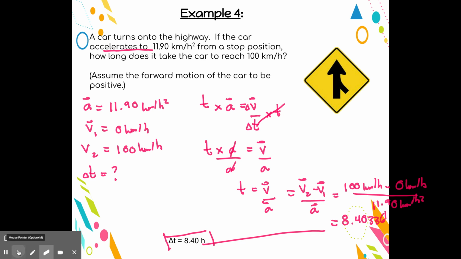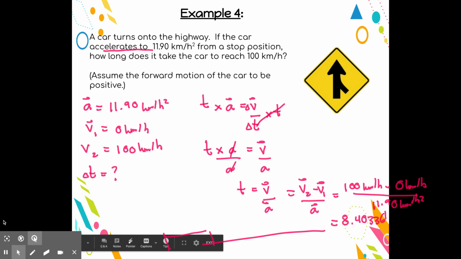Okay, that is it, guys, for acceleration. So if you have any questions, ask away. And this is kind of the end connection of velocity, distance, and acceleration all together. We'll move on to energy next.